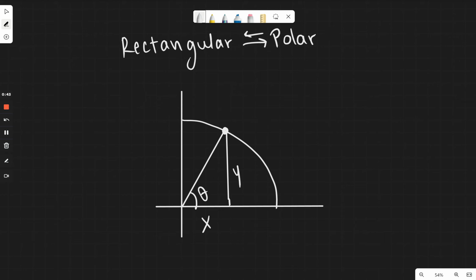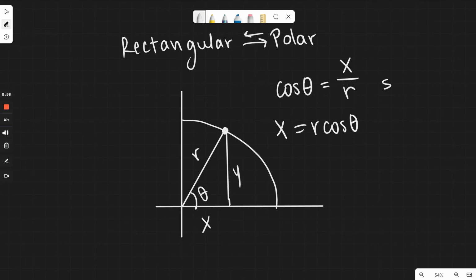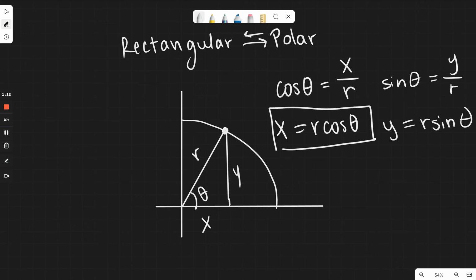Well, we know that the cosine of theta is x over r, where this is our radius, r. So we know that x is equal to r cosine theta. We also know that the sine of our angle is equal to y over r, so y is equal to r sine theta. This is the most important thing whenever you're converting between rectangular and polar.